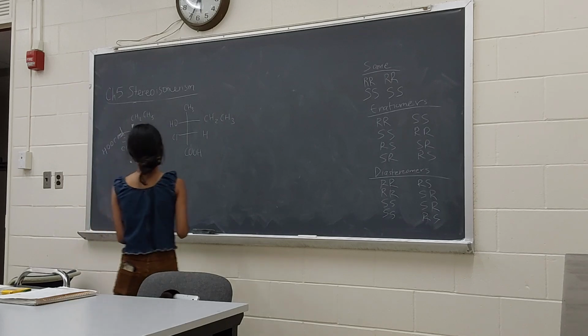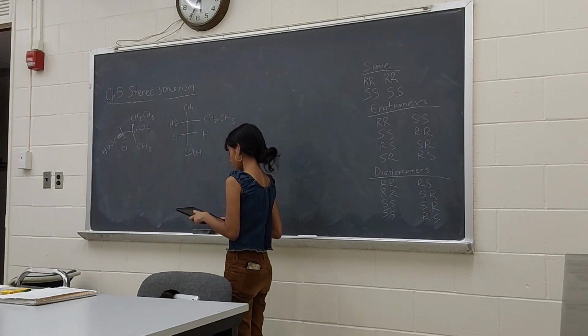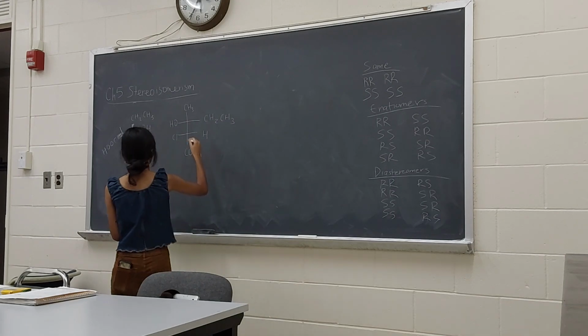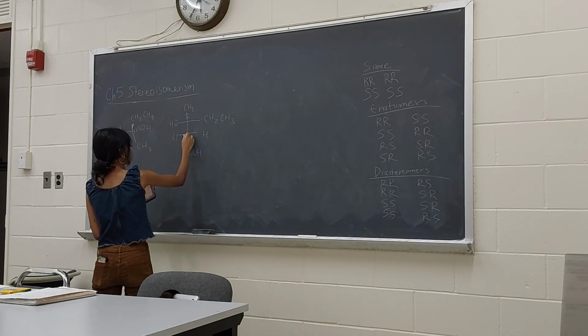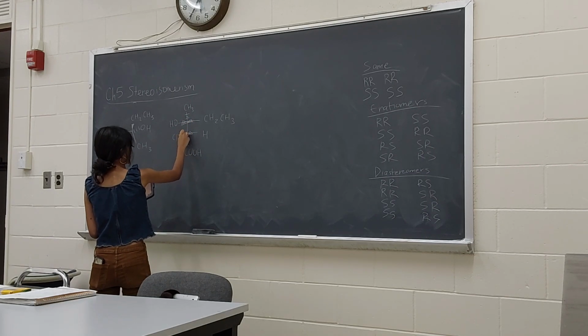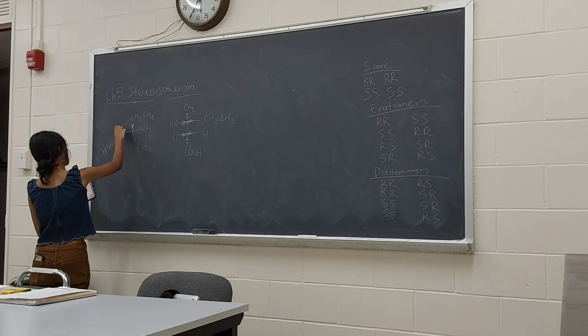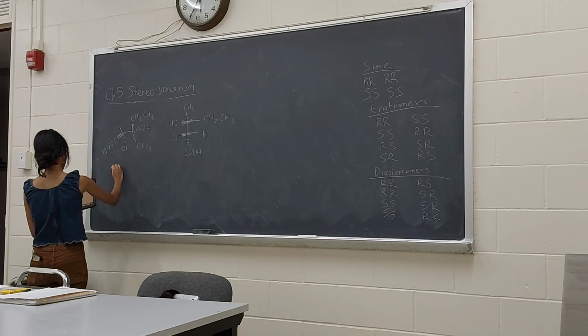So we're given this bond line and Fischer. This Fischer we can easily convert this way, like that. And then this one, I just retrace.